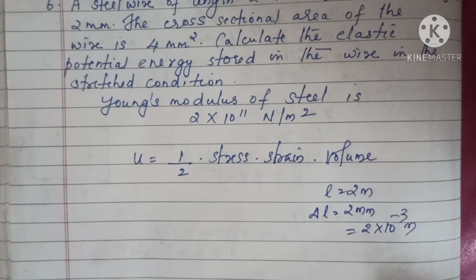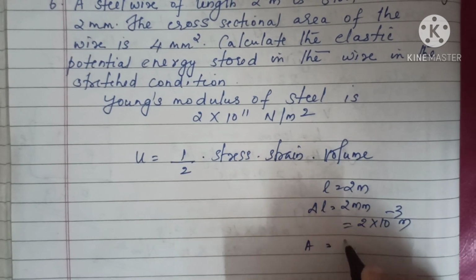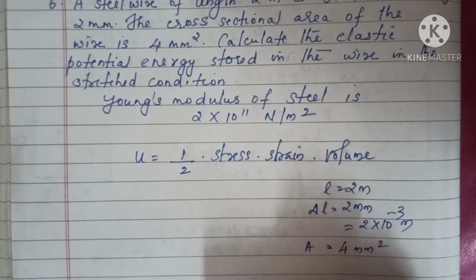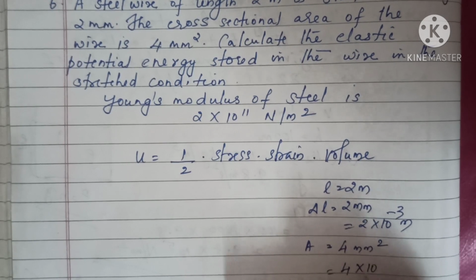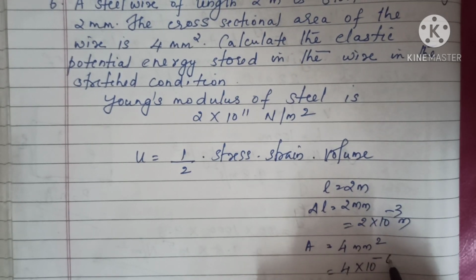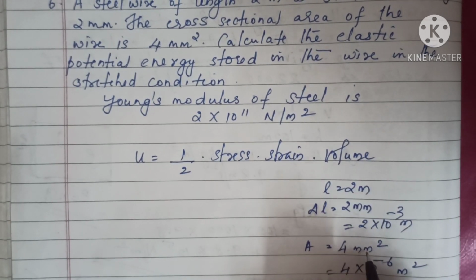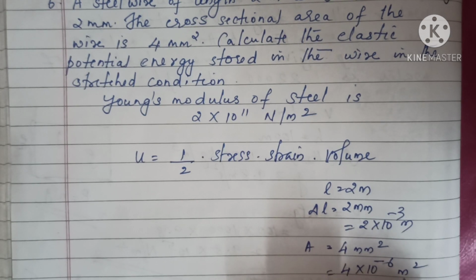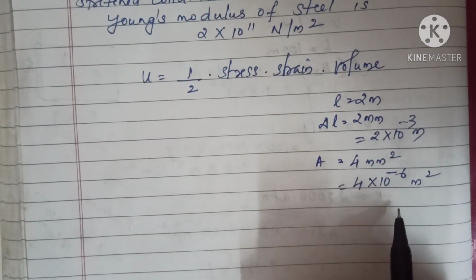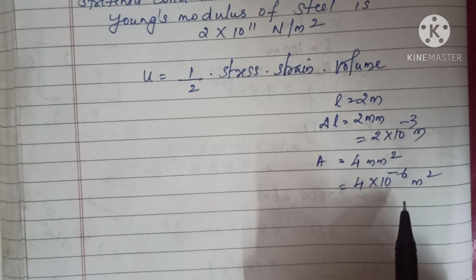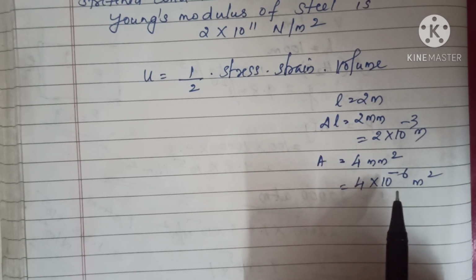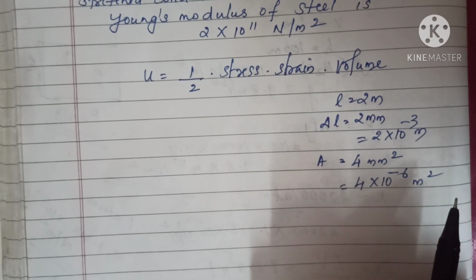And here the area is given. Area is 4 millimeter square. That is 4 into 10 raised to minus 6 meter square. Because millimeter to meter is 10 power minus 3. Since it is millimeter square, you have to multiply it with 10 power minus 6. So answer is 4 into 10 power minus 6 meter square. Is that clear?